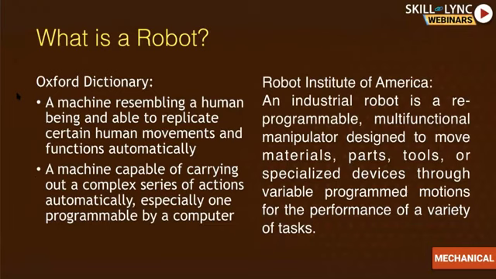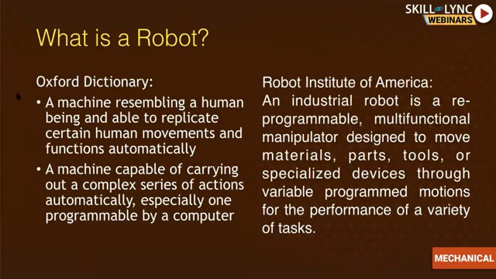Now, if you look at the Oxford Dictionary for robot, it says that it is a machine resembling a human being and able to replicate certain human movements and functions automatically. And there is also another statement: a machine capable of carrying out a complex series of actions automatically, especially one programmable by a computer. So this is the definition in the Oxford Dictionary.